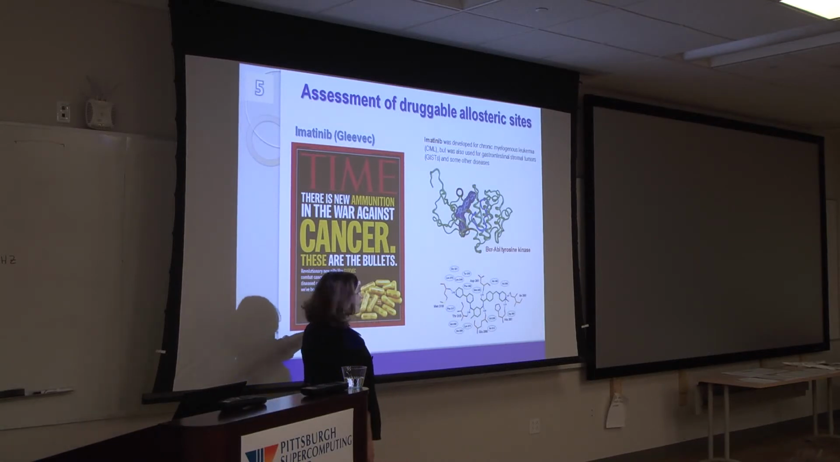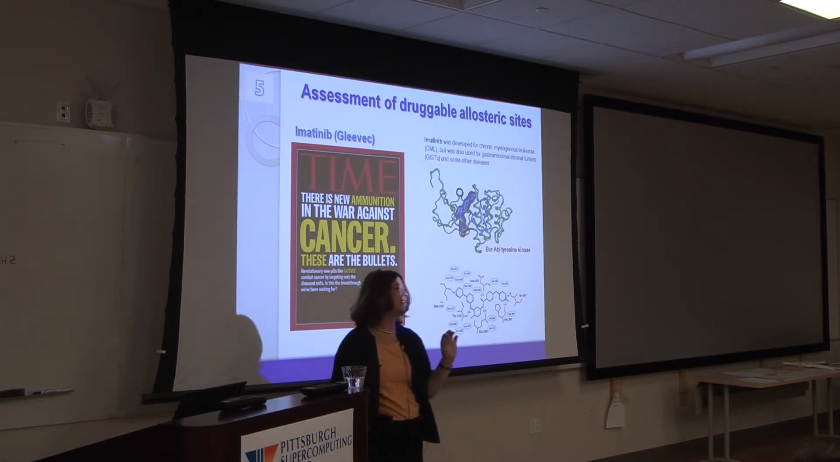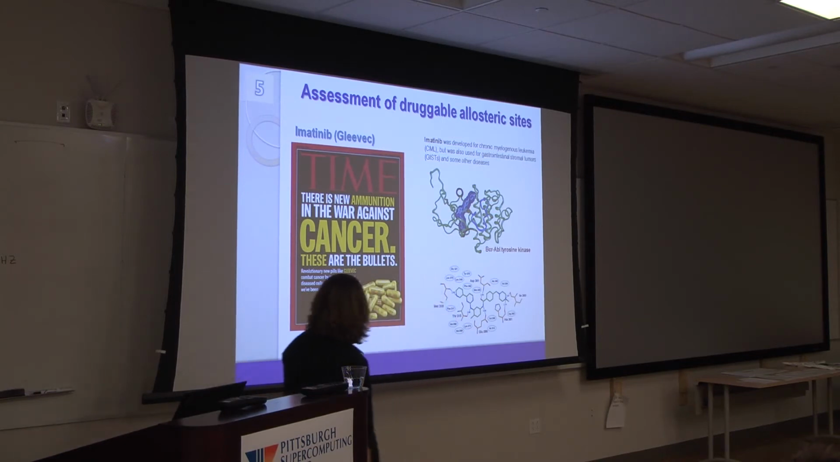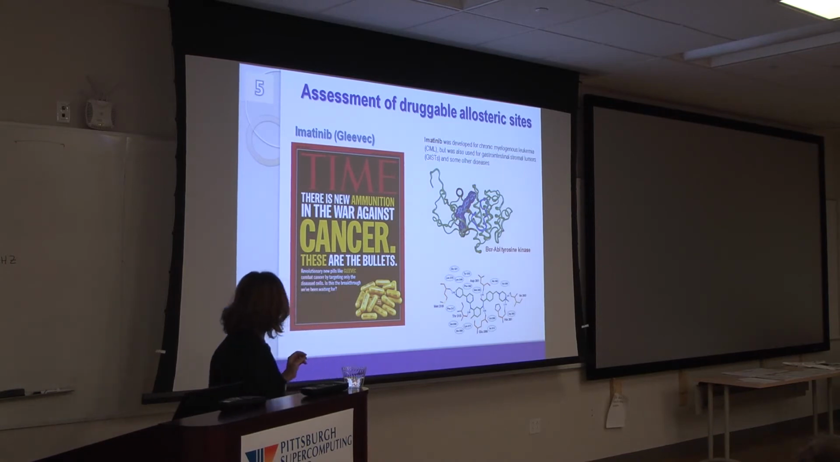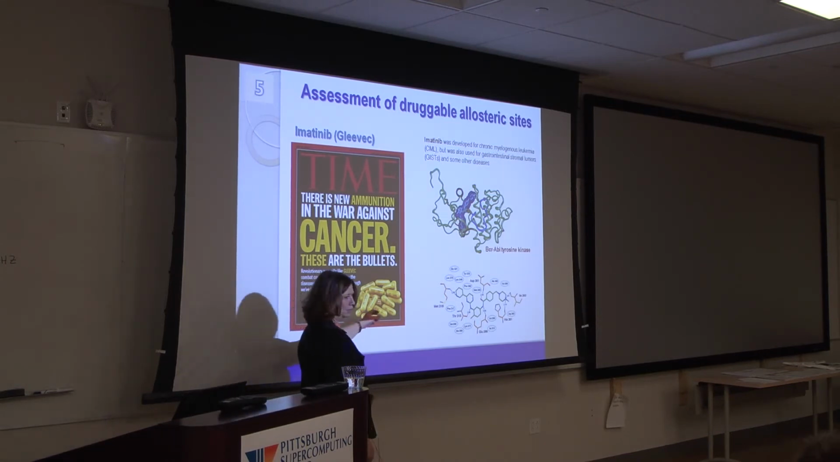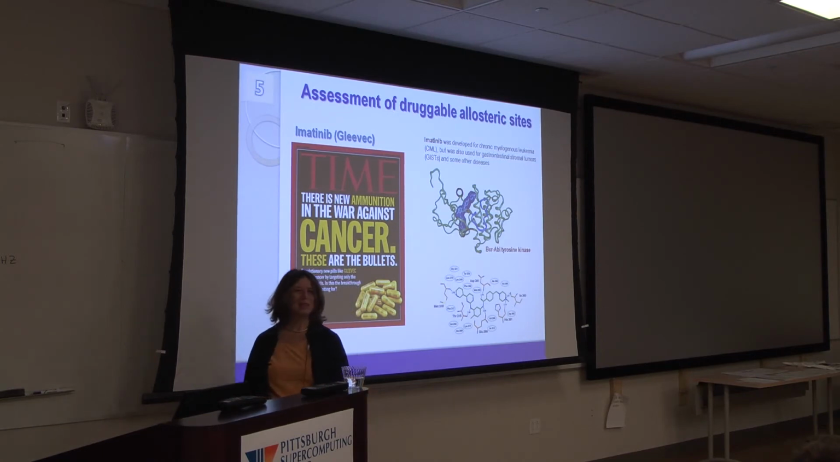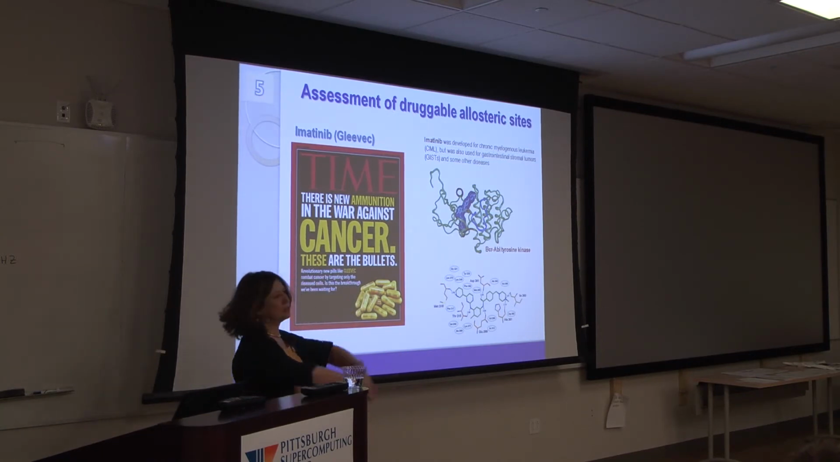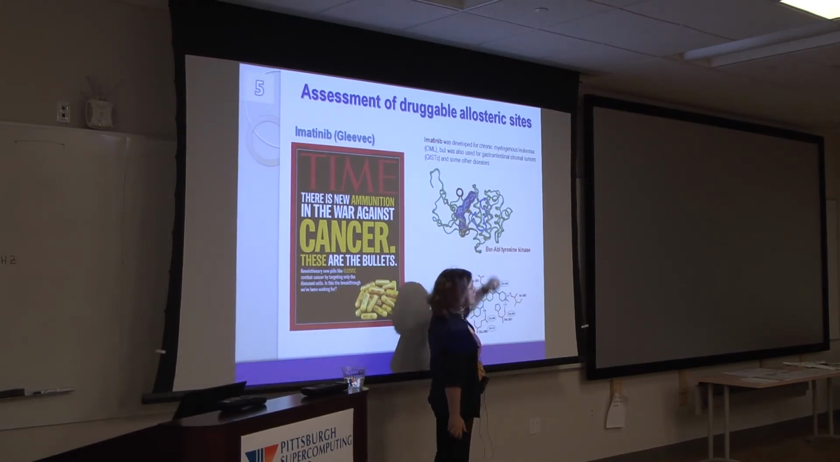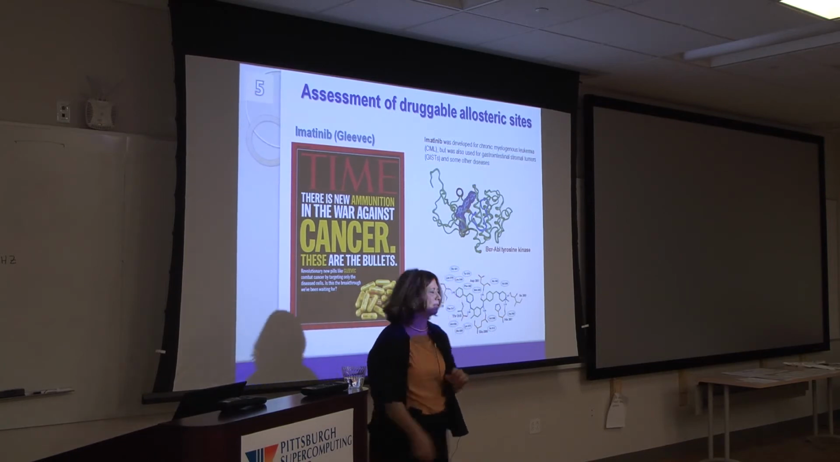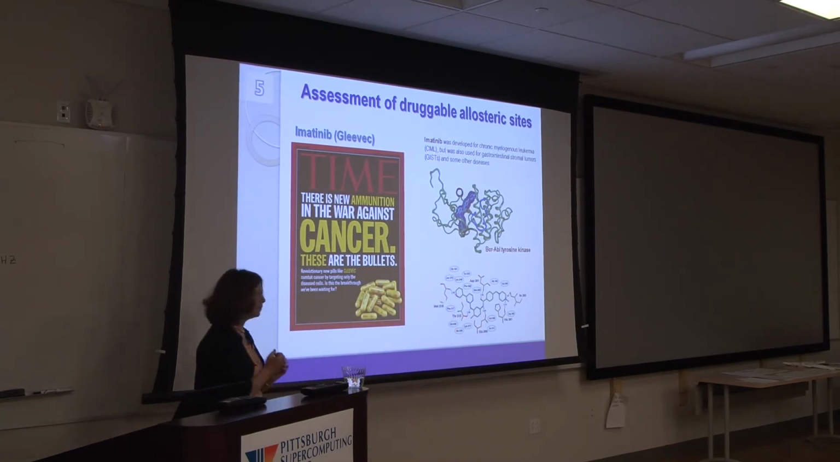When this appeared, even in Time magazine, that's what they said: now there is new ammunition in the war against cancer. And these are the bullets, by the way. So these are the drugs, and this was a big, big discovery. Here is a kinase, and it has, again, two lobes, and this is the drug that binds right in the middle. It inserts there.